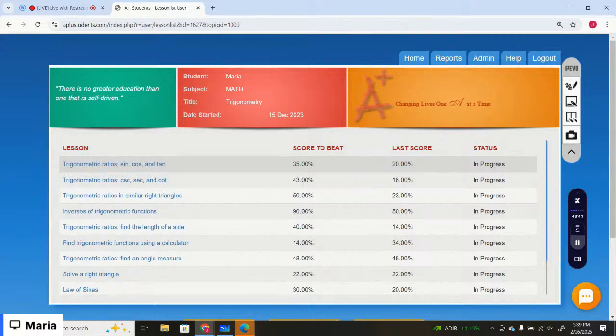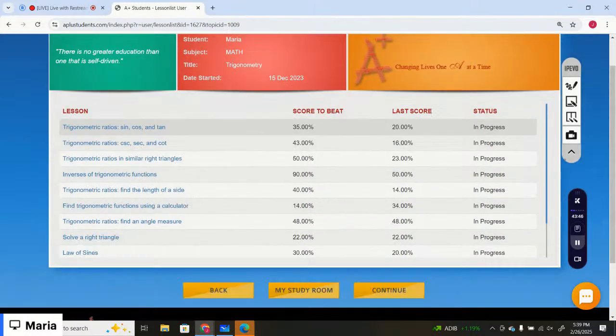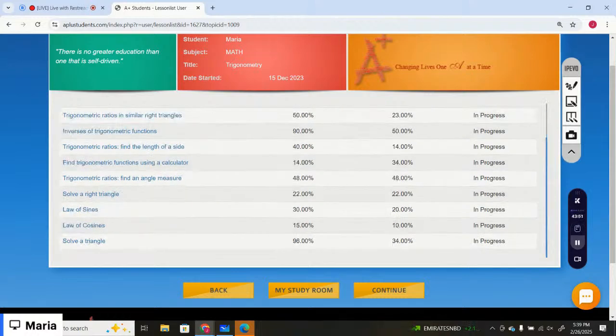Okay, so we were working on grade 10 math. The chapter we were working on is trigonometry. The lessons we have covered today are solving a right triangle, law of sines and law of cosines. So please make sure that before the next session you complete all the practice questions for the lessons we just did. That is your homework until the next session.